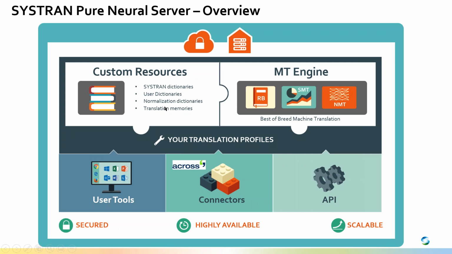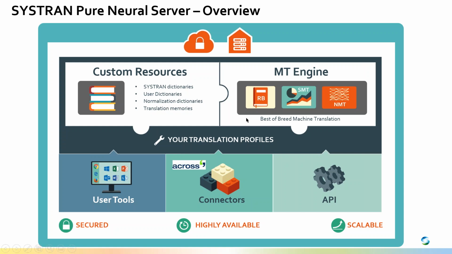We also have normalization dictionaries, which can be used in the system to normalize either the source or the target. As an example, these normalization dictionaries can be used to perform pre-processing to correct errors in the source, so as to make the source more MT suitable, which yields better outputs.